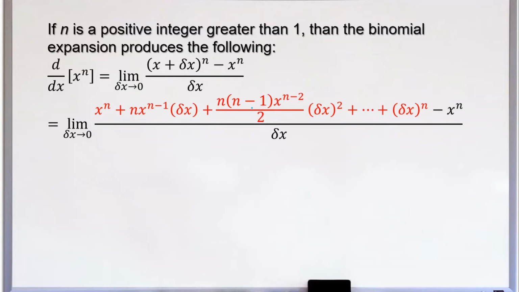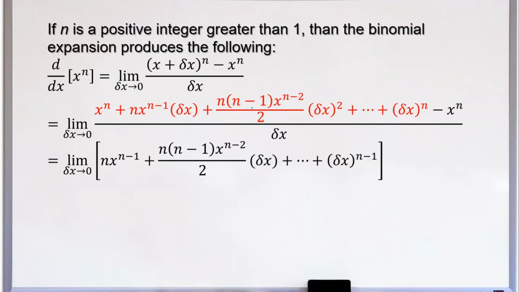Okay, so for now, we'll simplify this. The xⁿ and xⁿ can cancel each other. Δx divided by Δx also can cancel each other. Δx² divided by Δx, we just minus the power by 1, and same thing goes for the power n, we just have power n minus 1. This is why we will end up having this form: n xⁿ⁻¹ plus the fraction times Δx plus and so on, and at the end is Δxⁿ⁻¹.